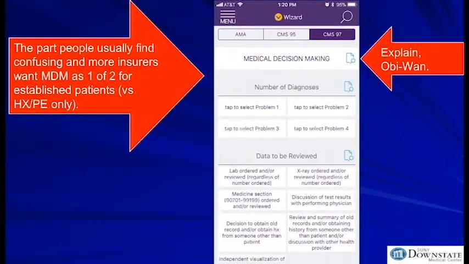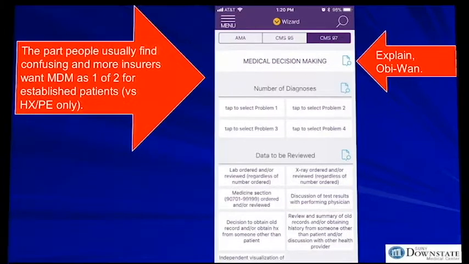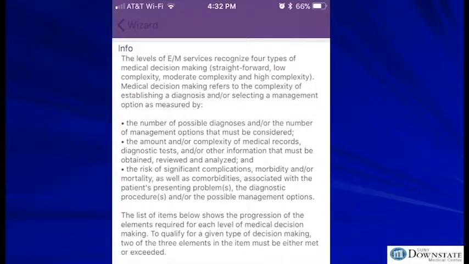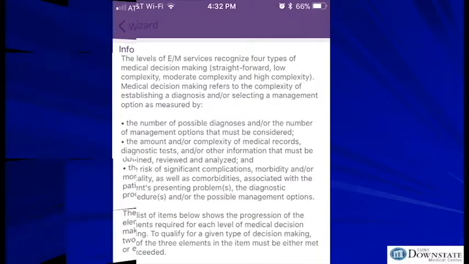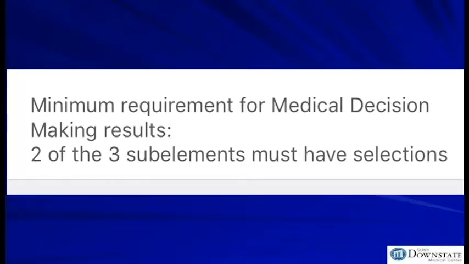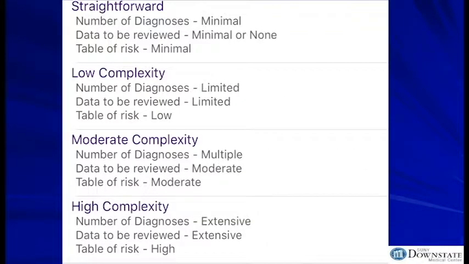We go ahead, and if you want explanations, you simply click on the upper right corner, and it talks about levels of E&M, and it talks about all the things you have to do. And again, two of the three sub-elements must have selections. And again, moderate complexity, which is where we'd like to be if you want a level 4, low complexity for a level 3, involve slightly different issues.